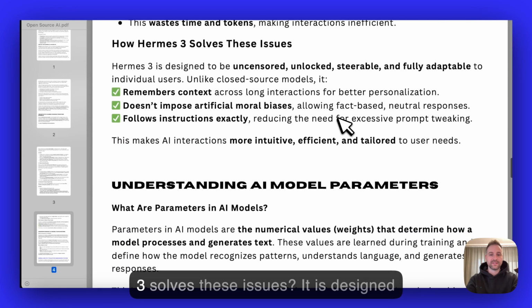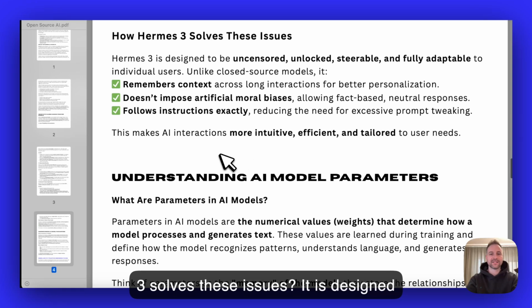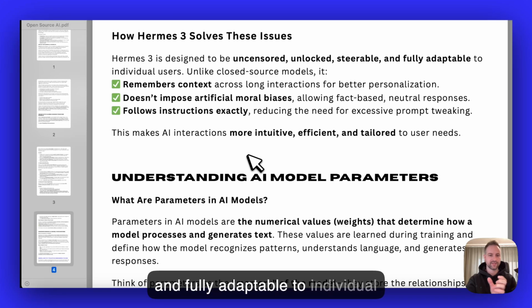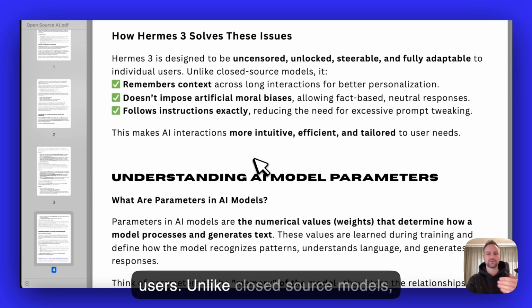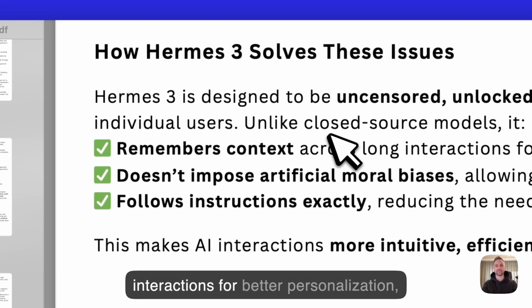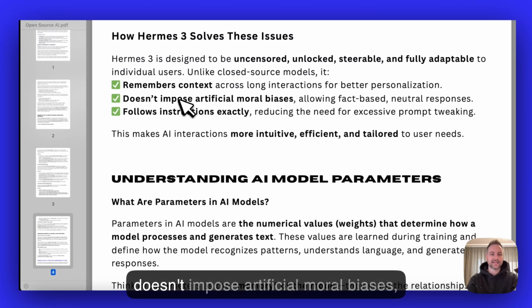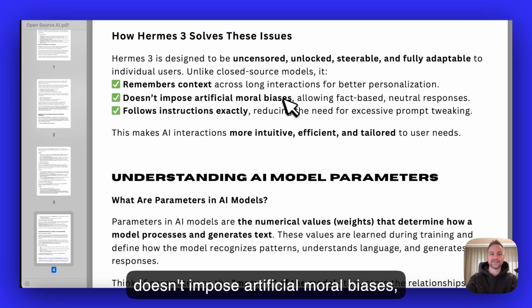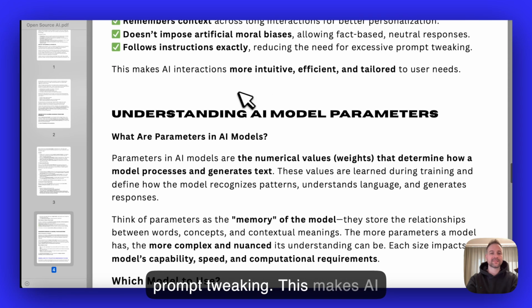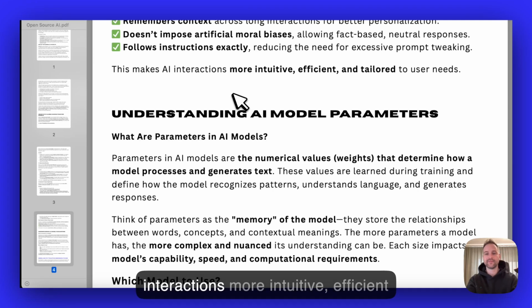How does Hermes 3 solve these issues? It is designed to be uncensored, unlocked, steerable, and fully adaptable to individual users. Unlike closed source models, it remembers context across long interactions for better personalization, doesn't impose artificial moral biases, allowing fact-based neutral responses, and follows instructions exactly, reducing the need for extensive prompt tweaking. This makes AI interactions more intuitive, efficient, and tailored to user needs.